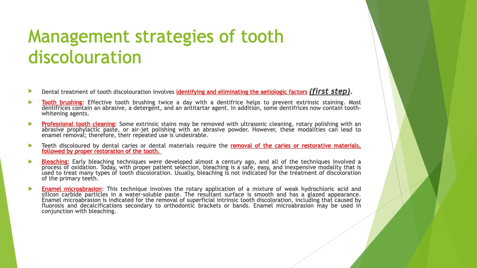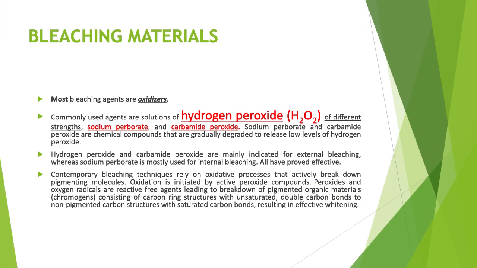Other types of tooth discoloration can be managed by bleaching or tooth whitening, and this can be done internally or externally, or by enamel microabrasion, and we will discuss these procedures in details. Let's talk about bleaching materials.